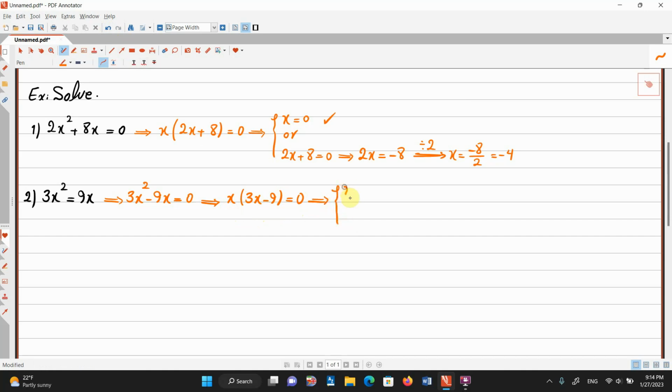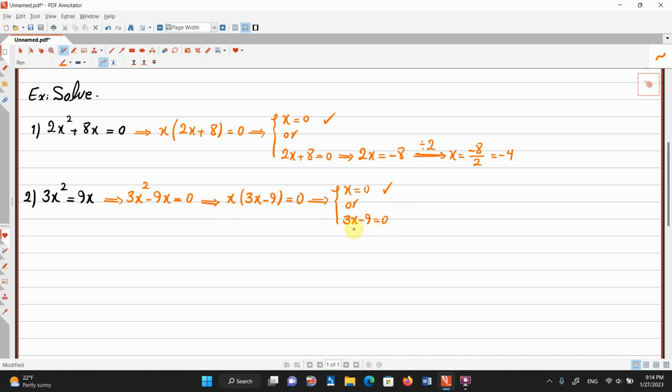the first factor is equal to 0. x, the first factor, equals 0, or the second factor, 3x minus 9, is equal to 0. This one here, x equals 0, is the solution because x is alone.